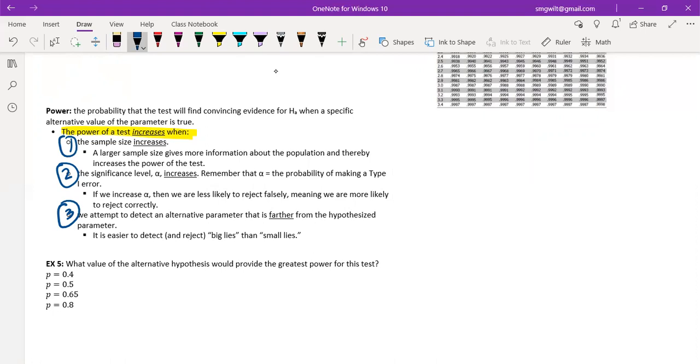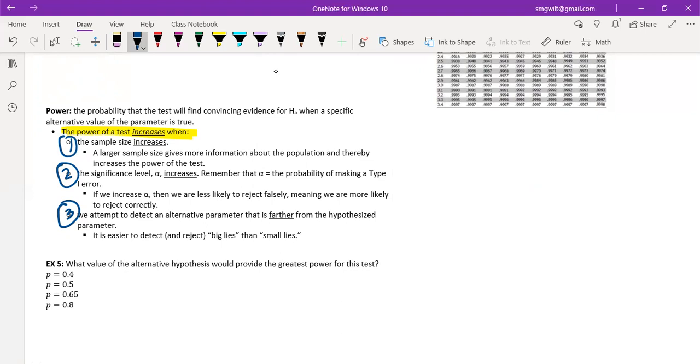The significance level is the probability of making a type 1 error. So if we increase the significance level alpha, then we're less likely to reject falsely, meaning we're more likely to reject correctly. And then finally, if the parameter is further from the hypothesized parameter, it's because it's easier for us to detect and reject big lies rather than small lies.